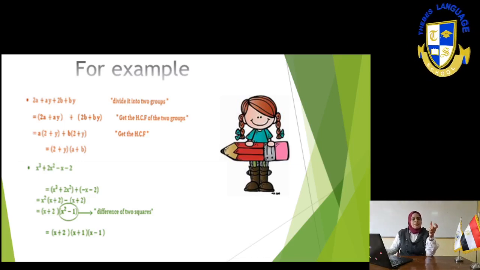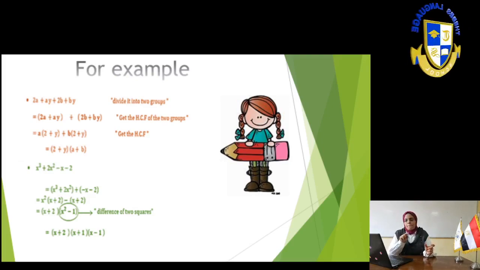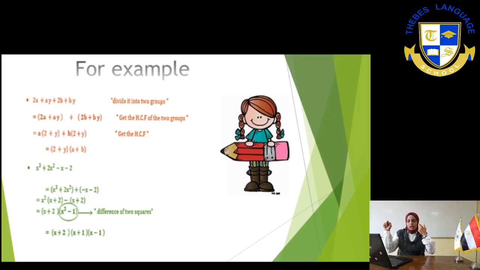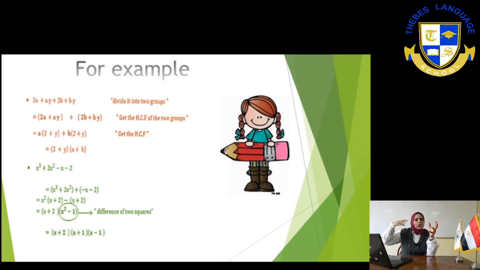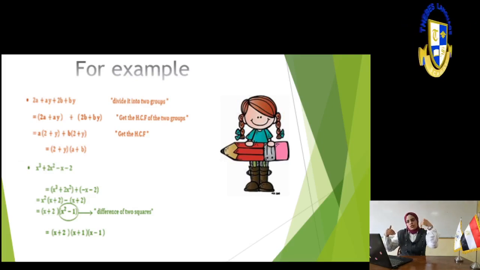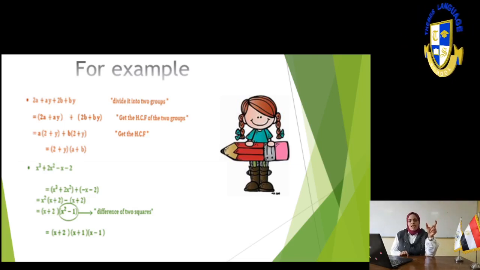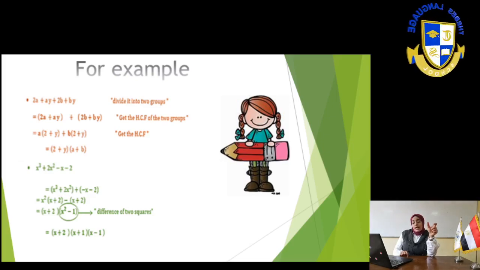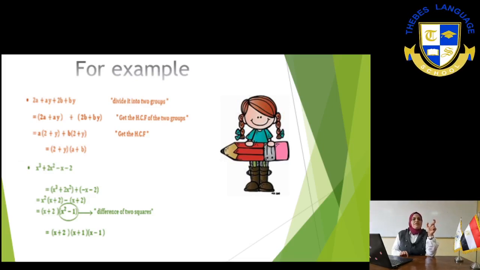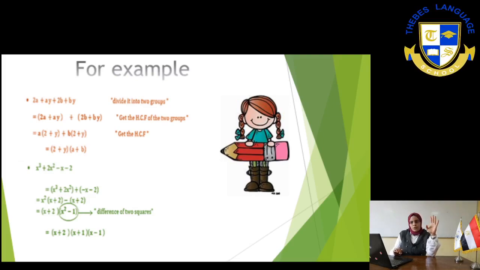So we will take x plus 2 as a common factor. Then open x power 2 minus 1. Let's remember x power 2 minus 1 is the difference between two squares. So we can factorize x to the power 2 minus 1 into x plus 1 and x minus 1. So the original expression, x power 3 plus 2x power 2 minus x minus 2, is factorized into x plus 2, x plus 1, x minus 1, and each one of them is a factor of the original expression. Let's move to slide number 4.